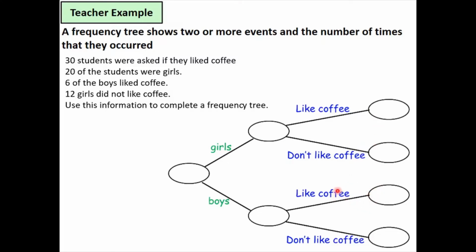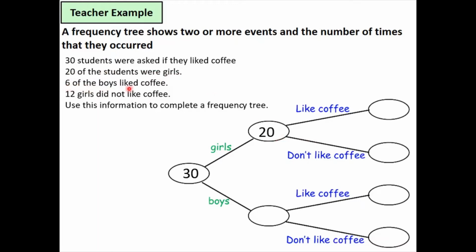Now, in terms of filling it in, very, very straightforward. Look at the question, read it fully, okay? Don't just read it partially and start jumping to conclusions or anything. Read it, write the information down that you've got. So, 30 students were asked if they like coffee. So straight away, I can put 30 as my starting point. 20 of these students were girls. So I can put 20 in here.